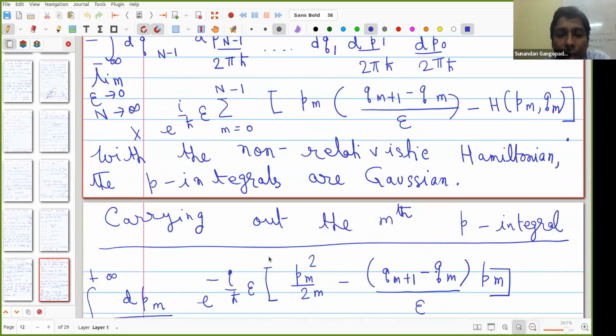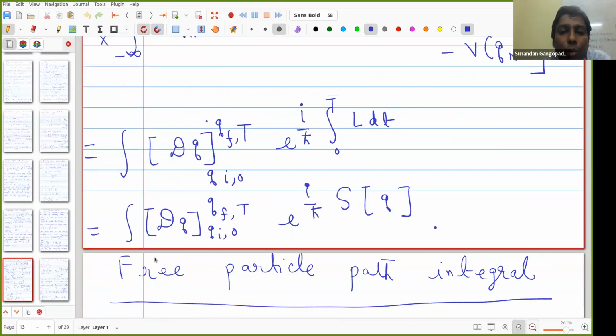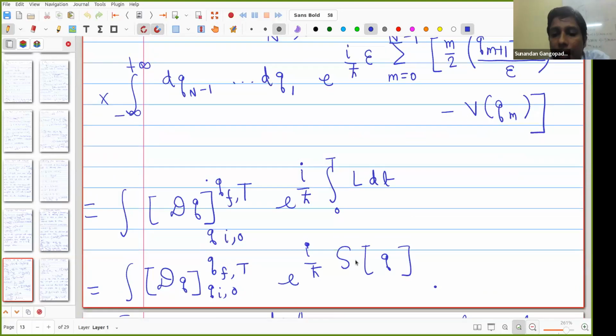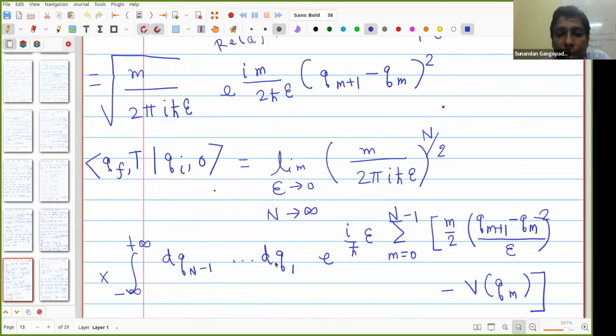So you can do the integral exactly. And if you carry out the integral, we land up once again at the configuration form of the path integral, where S[q] is the standard Lagrangian. So it is basically the integral of L dt. So these are the things that we did in the previous lecture.